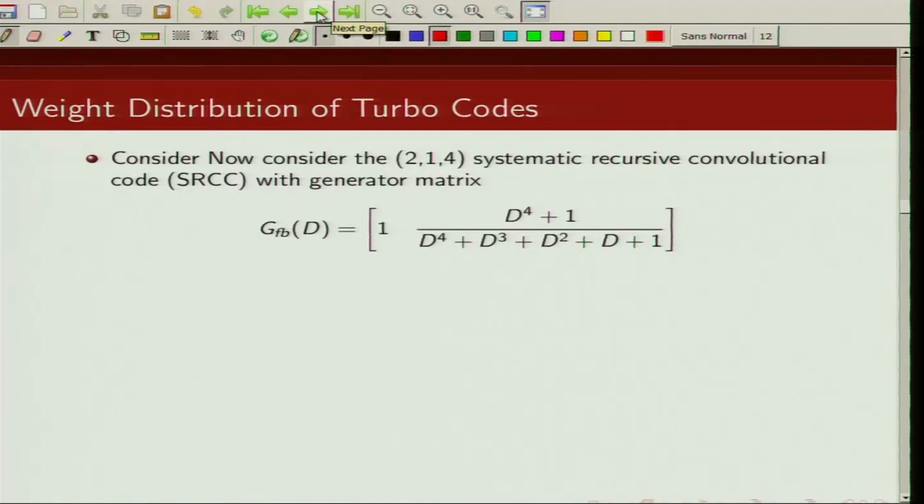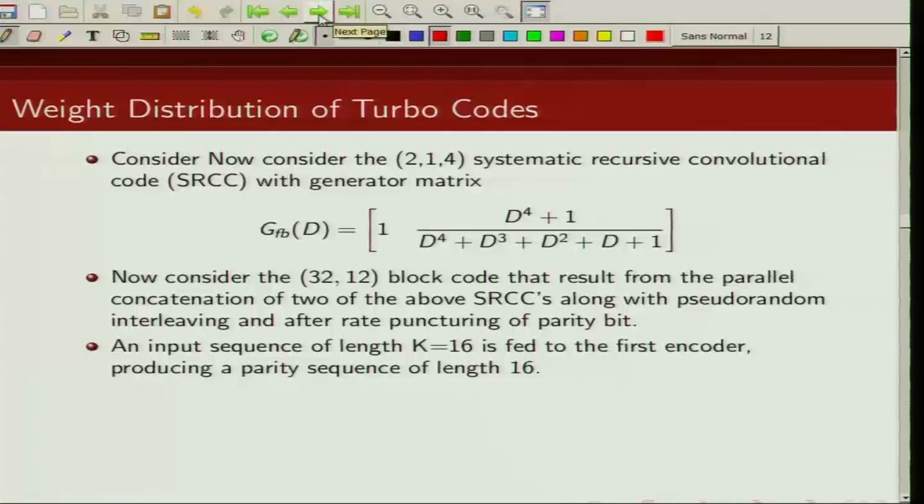Now let us consider the equivalent systematic feedback encoder. This is equivalent to the feedforward encoder generator matrix that we saw earlier. Now we want to construct a parallel concatenation of two encoders which has the same parameters as the terminated convolutional code that we had. So how do we get it?